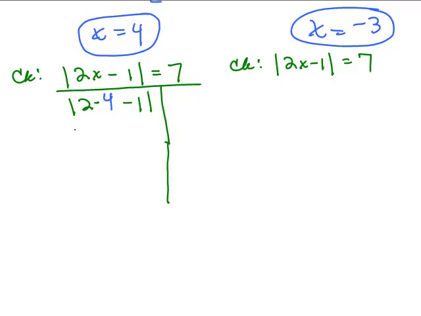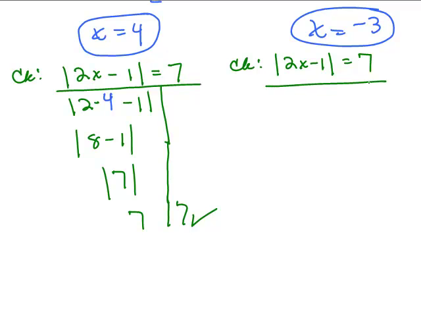So we have the absolute value of 8 minus 1, and you do have to keep simplifying inside the absolute value until you just get a single number, and then you can take the absolute value. So the absolute value of 7 is 7. And on the right-hand side, we have 7, so it checks. That means x equals 4 is one of your solutions.